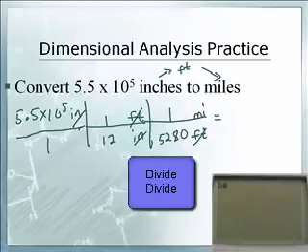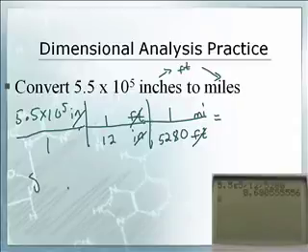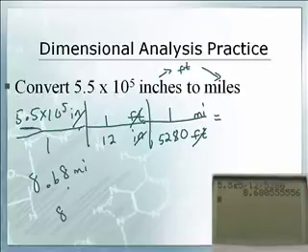So 5.5, second EE, 5. Don't forget the 5. We're not using the times, we're not using the 10, we're not using the caret. We're using second EE. 5.5, second EE, 5, divided by 12, divided by 5,280. Enter. 8.68, and that would be miles, but we can only keep 2 sig figs, so it would be 8.7 miles.